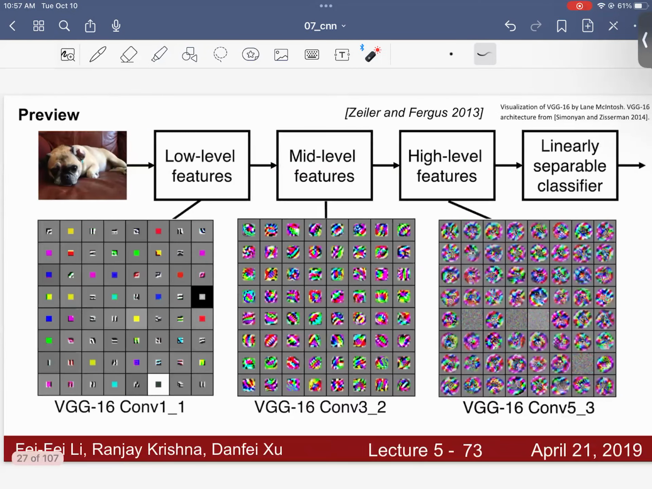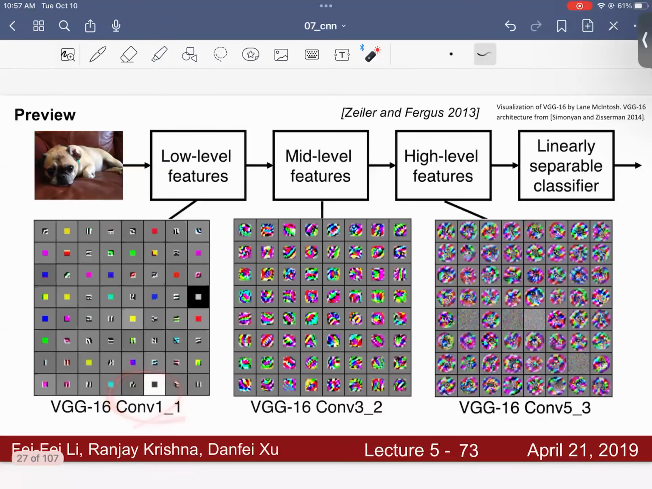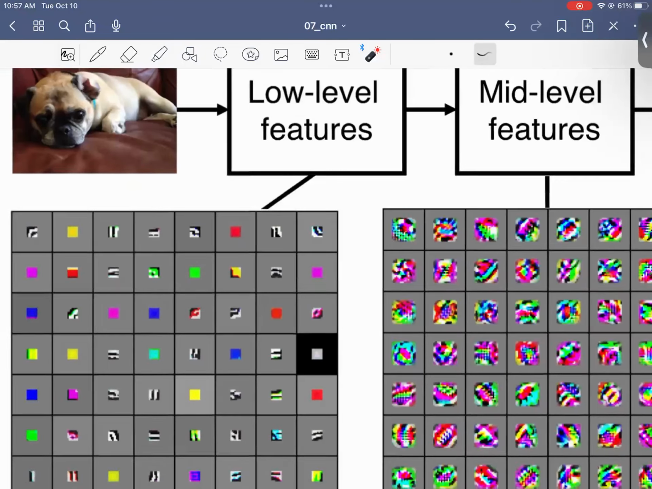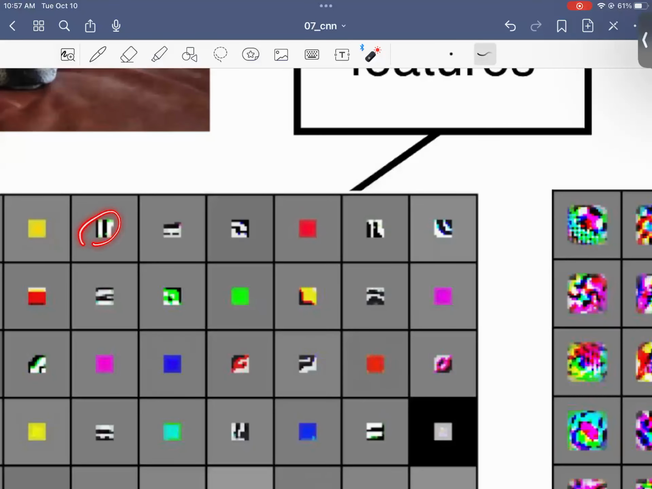So if you look at the filters in the first layer, the patterns look like this guy is focusing on horizontal, vertical contour or boundary, and this guy's focusing on red color. This guy's focusing on magenta color. This guy's focusing on green color. This guy's focusing on, I don't know, some diagonal line, something like that.